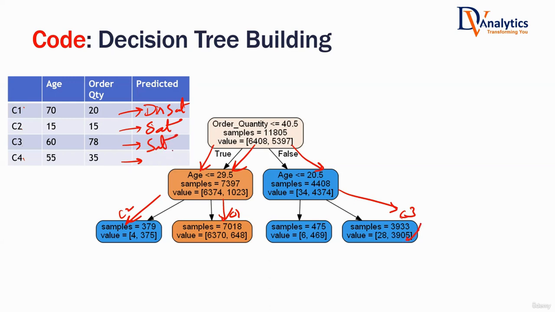How about the last customer, customer 4? What is the order quantity? 35. What is the age? 55. He will be falling here, dissatisfied. Is it satisfied or dissatisfied? Customer 4 is dissatisfied. Do you agree with that? All of us are on the same page, right? We need to be careful with this.